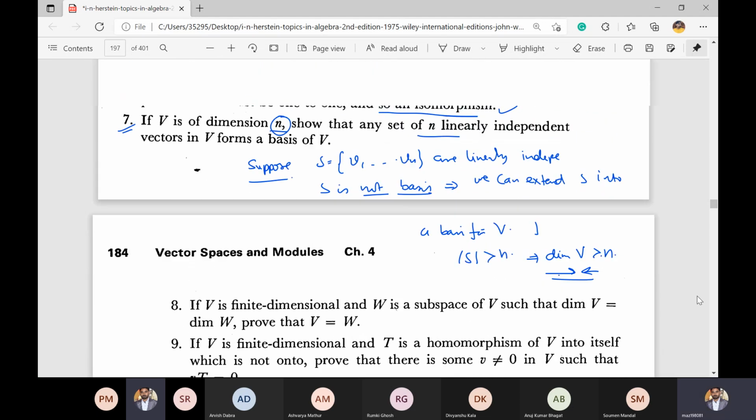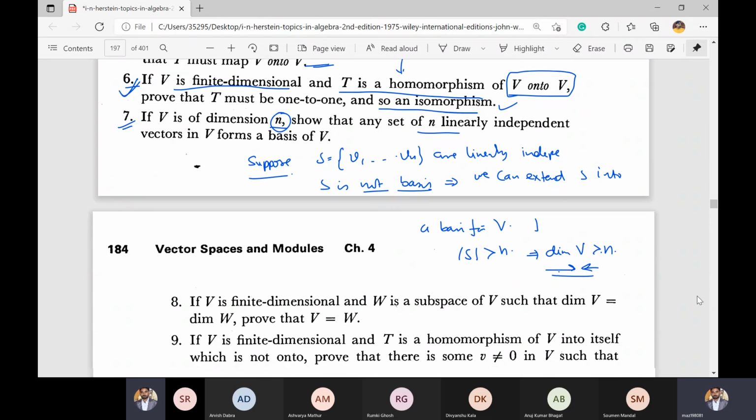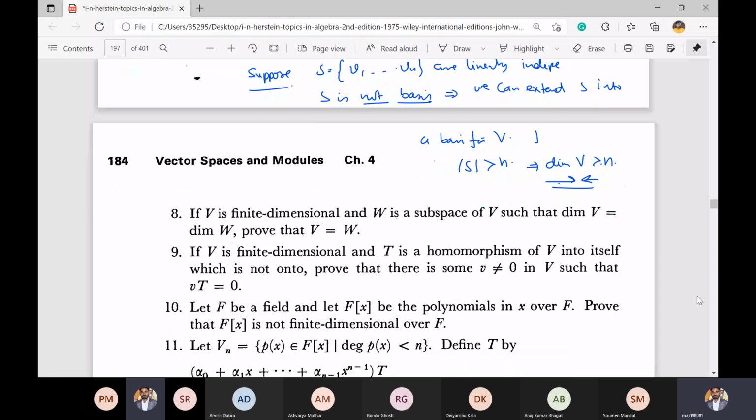Okay, so does anyone have any doubt about how to write this or how to approach this problem? These are some easy problems, but sometimes it becomes difficult to write them. So that's why we are doing this.